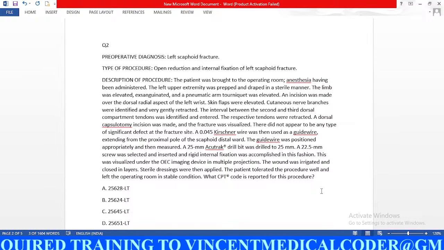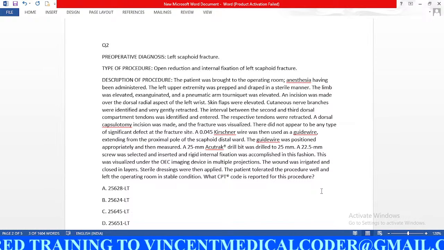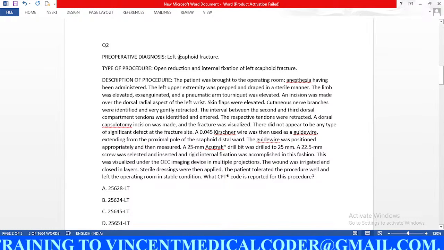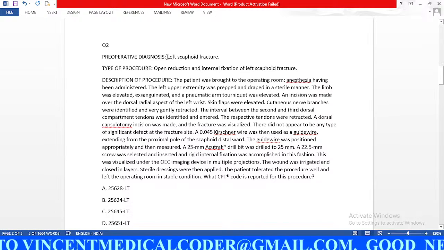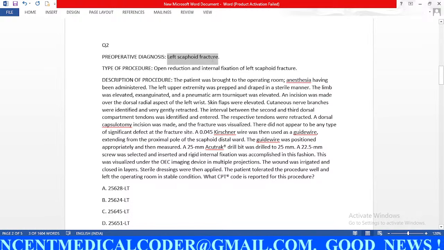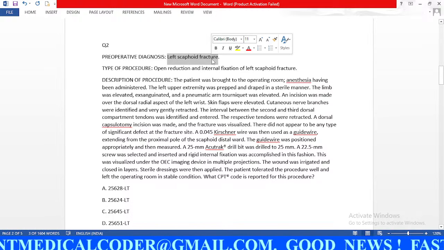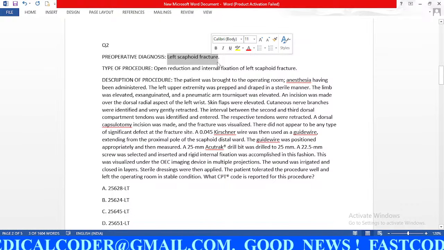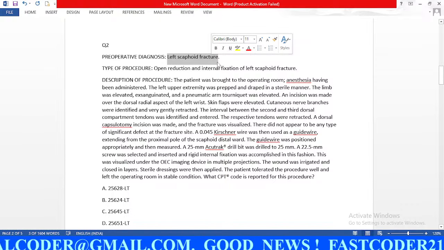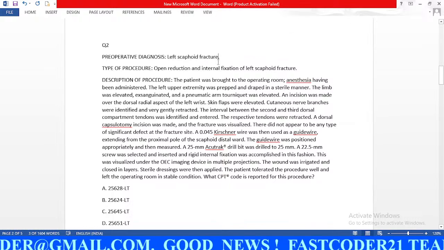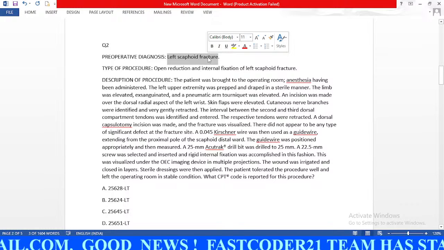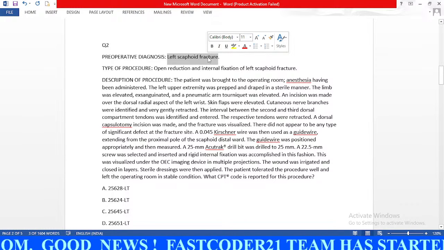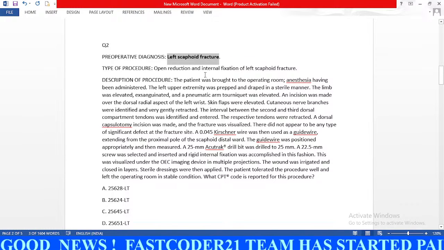Anyway, time is over now, so we can start the discussion. We need to find the keyword here, which is left. In musculoskeletal procedures, laterality is very important. While live coding or doing CPC, you need to concentrate more on laterality. In musculoskeletal, it is one of the critical points you need to remember.